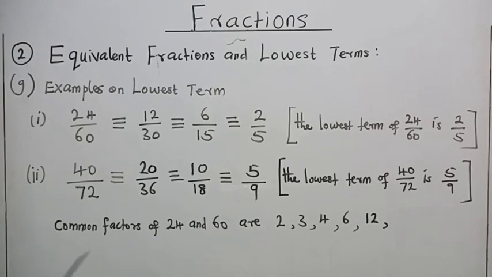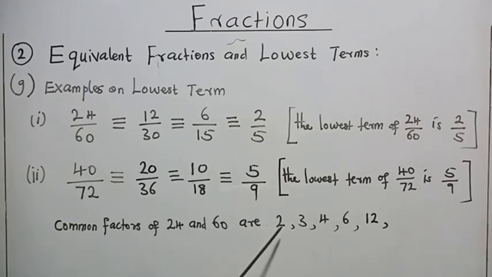Which one out of these common factors is the lowest? It is 2. But 2 may stop being the lowest and 3 can turn out to be the lowest. For instance, here, when it came to 6 over 15, no longer was 2 the lowest common factor. It became 3 because 2 is not common to 6 and 15. Instead, 3 is common to both of them. So 2 is the lowest common factor beginning from here. But as we progress, other numbers will become the lowest common factor.